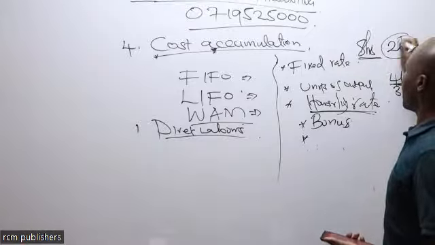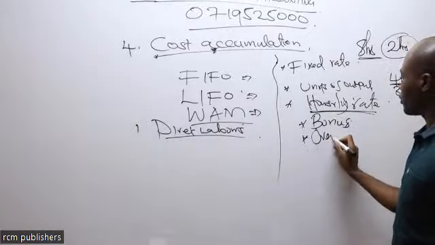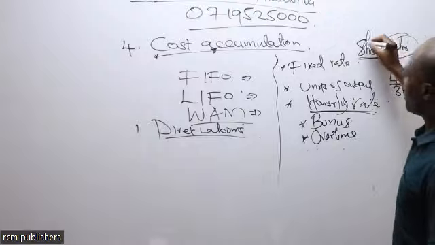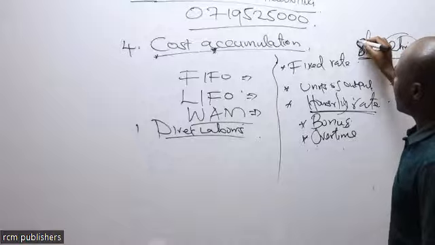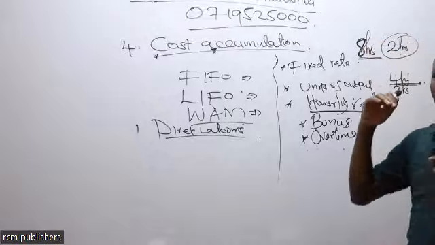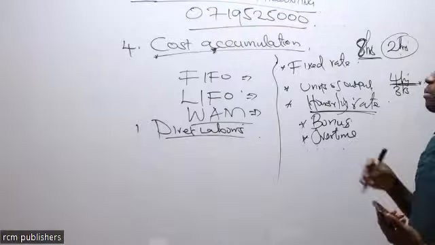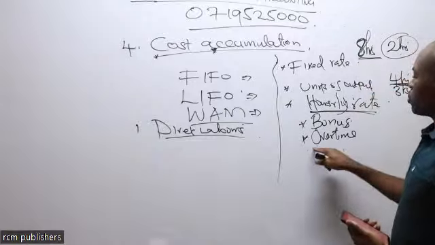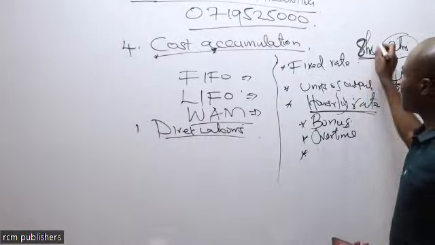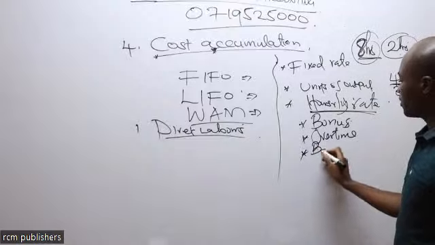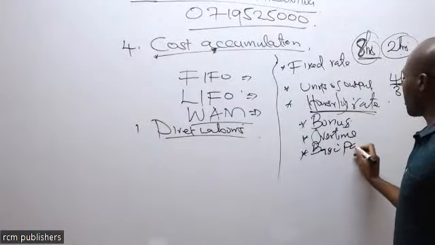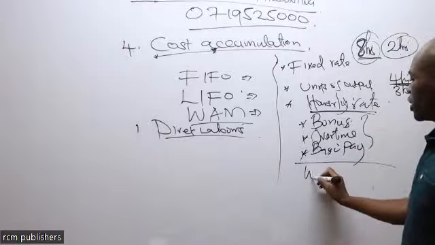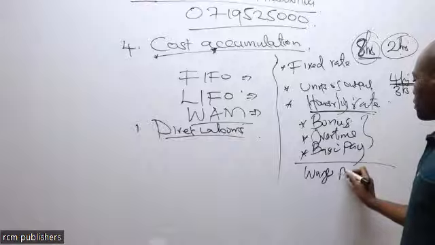So these 2 hours will earn you what we call overtime. Remember, the 8 hours here is the normal hours for you to work. But when you've worked extra hours after 8 hours, you're going to be paid what we call overtime. So the 8 hours here is what we call the basic pay. When we combine these three, we are going to get what we call wages payable.